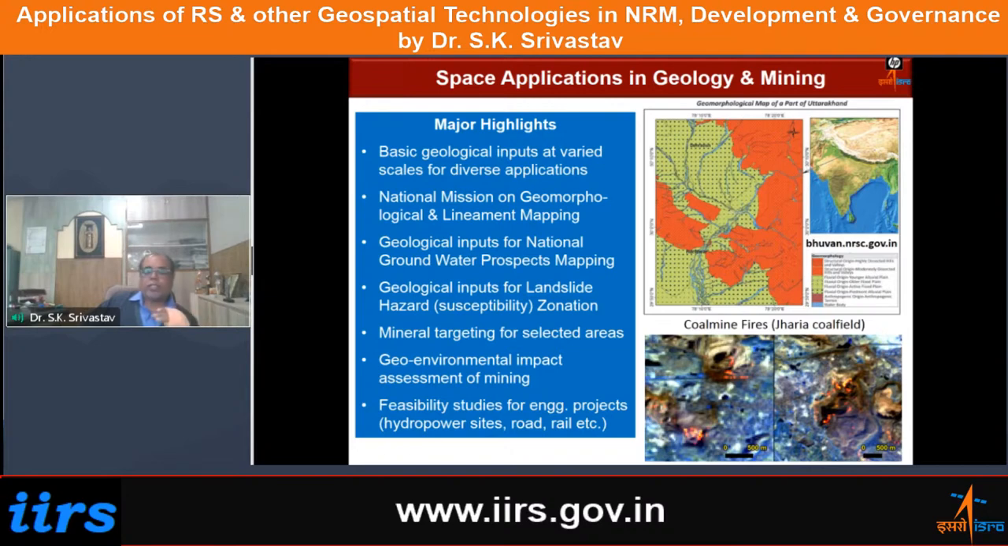So the landslide hazard zonation maps have been prepared for certain areas, not for the entire country or the entire hilly terrain in our country, but for certain important road corridors in Uttarakhand and Himachal Himalaya, and also in the northeastern states. They have been prepared using satellite images and other information available from other sources and ground truth information. And that information on landslide hazard zonation is available in the Bhuvan portal. You can always go through and see.